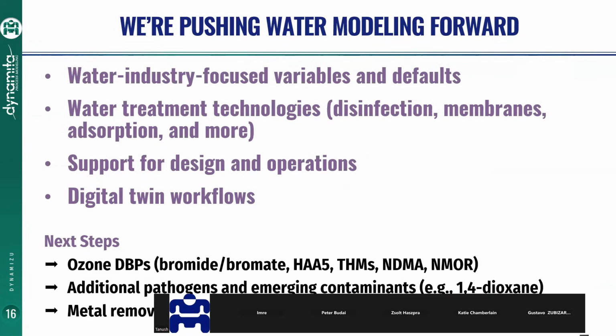Now, what's next? In the next release, we are going to look at ozonation in more detail. Right now, it's just a process unit. We are going to look at disinfection byproducts in more detail. So bromate, bromide, other organic disinfection byproducts, and nitrogen disinfection byproducts. We're going to look at pathogens. We're going to look at emerging contaminants and metal recovery removal chemistry.